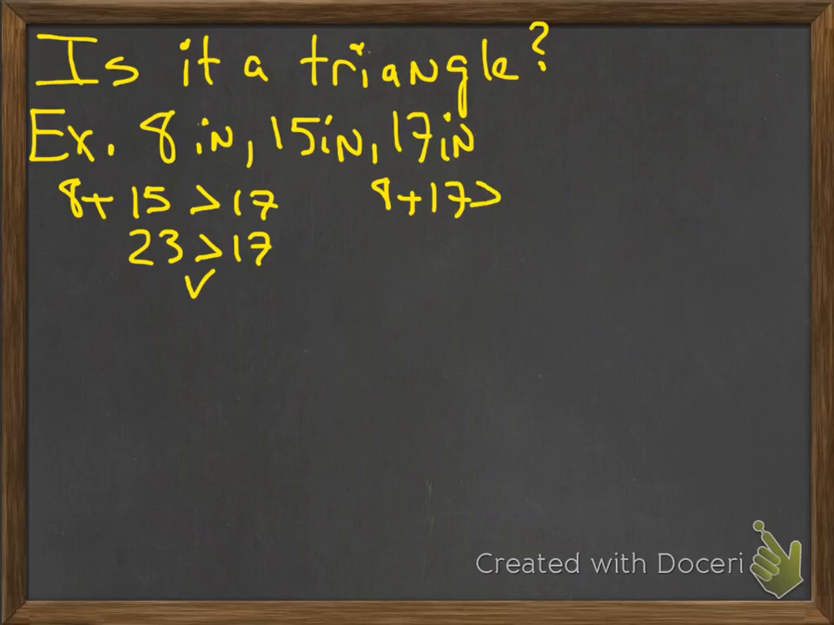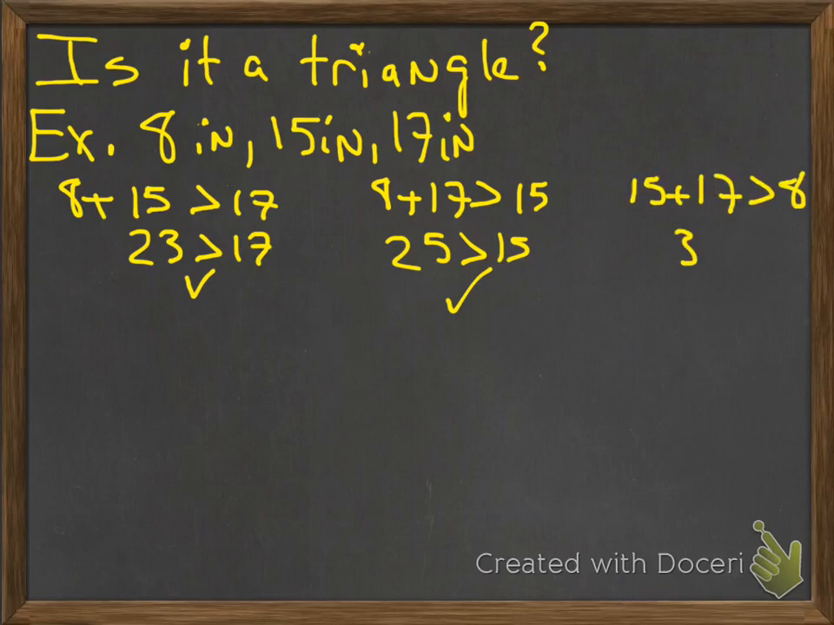Then if you add up 8 and 17, it has to be greater than 15, which it would obviously because 17 is already greater and you're adding to it. And then if you did 15 and 17, it had to be greater than 8. Obviously, that would too. And so you can see there that, yes, this would be a triangle.